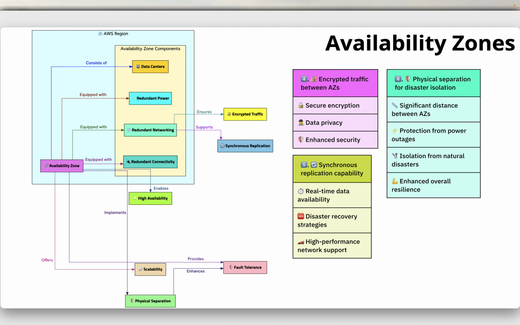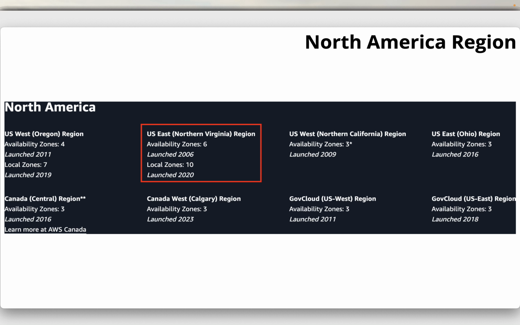AZs are physically separated by a significant distance to provide isolation from local disasters like power outages and natural catastrophes, ensuring overall resilience. So this is the North America region. We have seen there were around 7-8 regions in the North America continent, but now we are seeing, within a region, US East 1, that we have 6 availability zones. You can see some information on when it was launched, how many local zones it has and when those got launched. Other information is also there, so you can pause the screen and take a look.